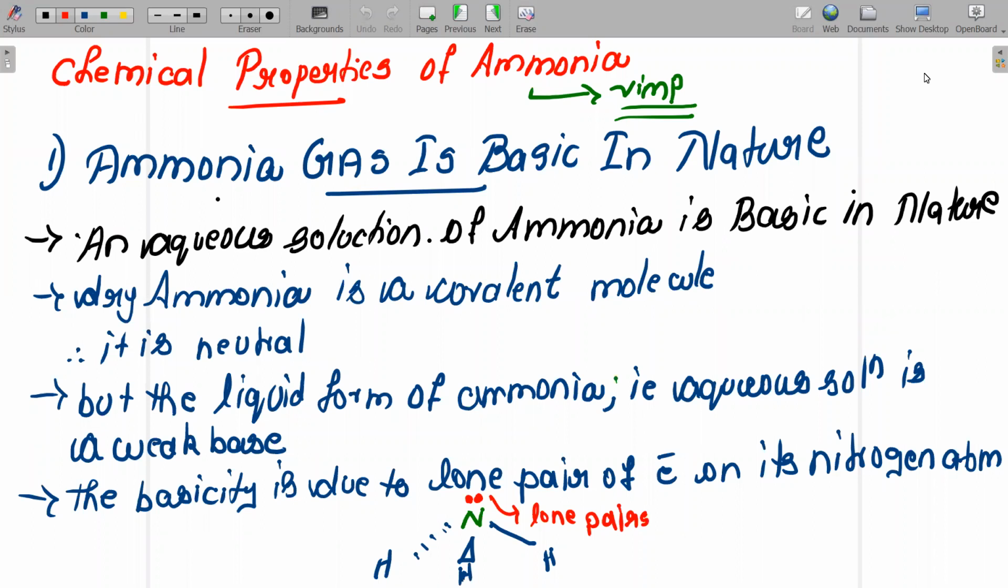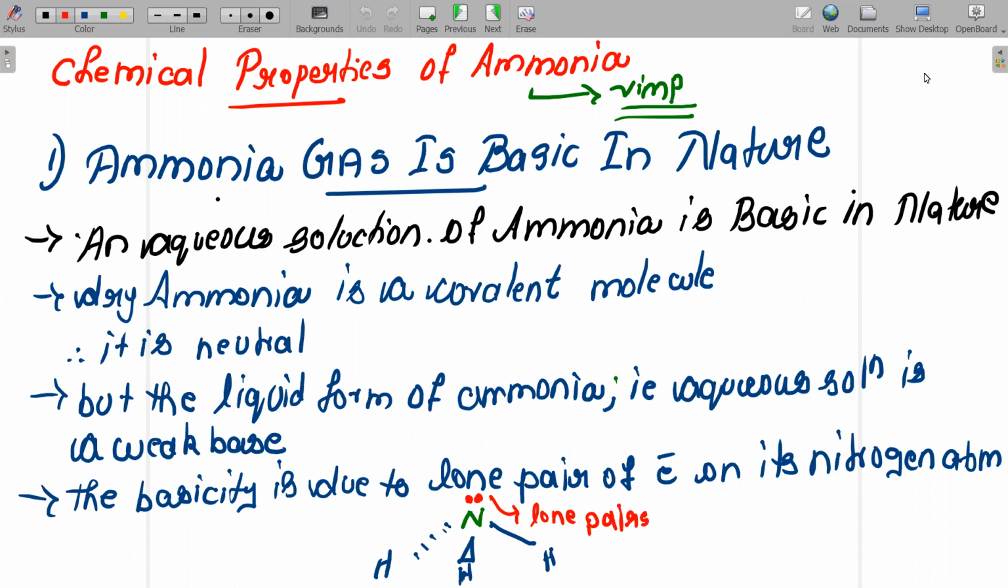Fine. Now, today's class, we are going to discuss the chemical properties of ammonia. What are the chemical properties of ammonia? The first chemical property is nothing but ammonia gas is basic in nature. Children, already this idea you guys got earlier. How? When I discussed catalyst, I explained that we are using calcium oxide as the catalyst, right?